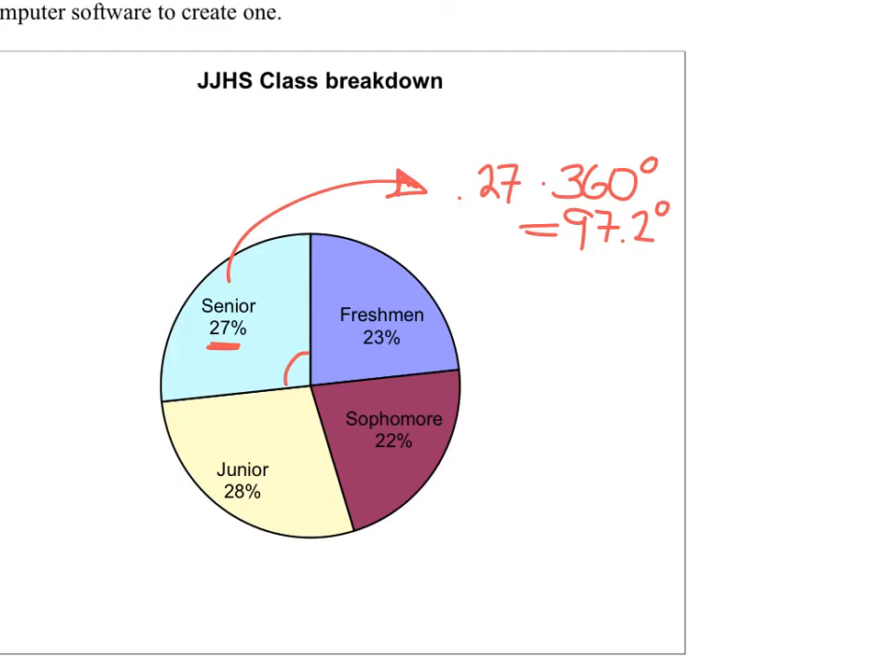Let me see if I got what it takes. Well, let me get the angles actually. I'll just do it on the sideboard. 0.23 times 360. So this is going to be 82.8. 79.2. 100.8.